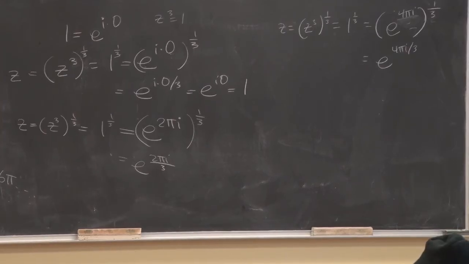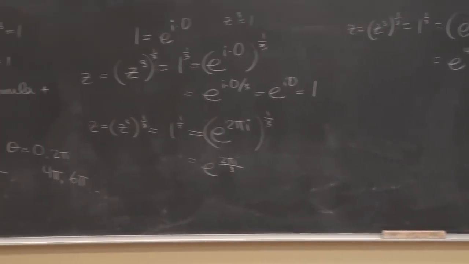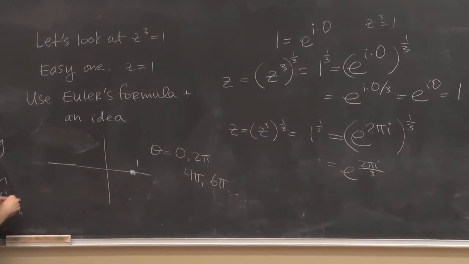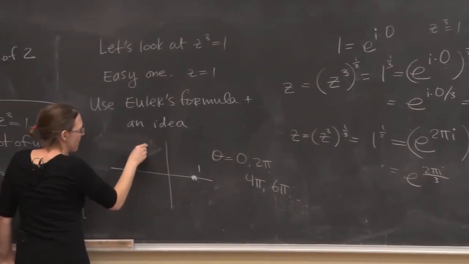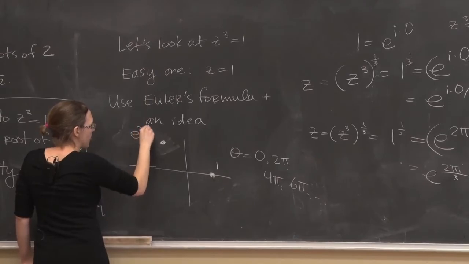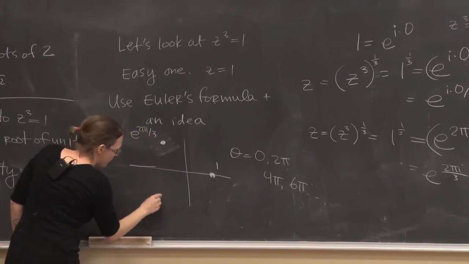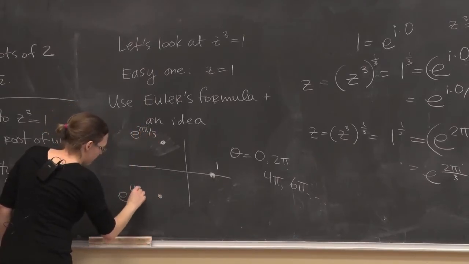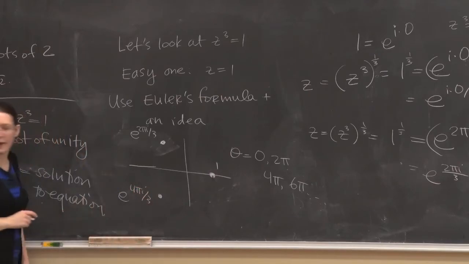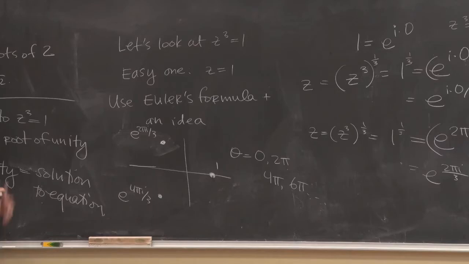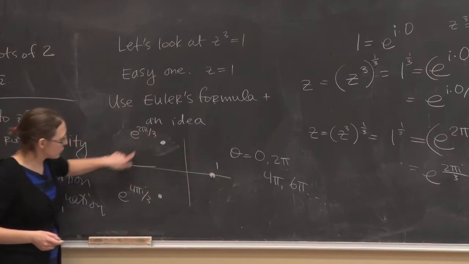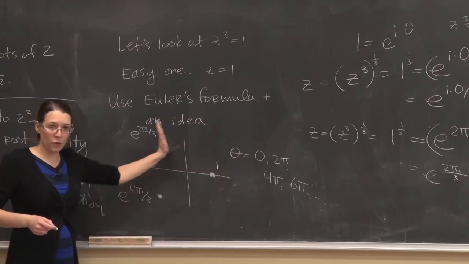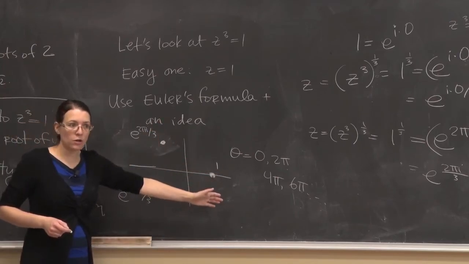Okay, my drawing is not the best. Let me draw this a little bit better. So 2 pi over 3 is a little bit higher up. And 4 pi over 3 is actually here, down there. And if you think of this geometrically, actually, these 3 numbers are each 1/3 of the way around the circle.